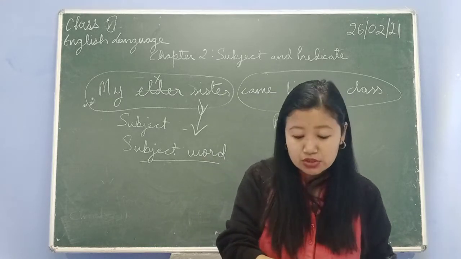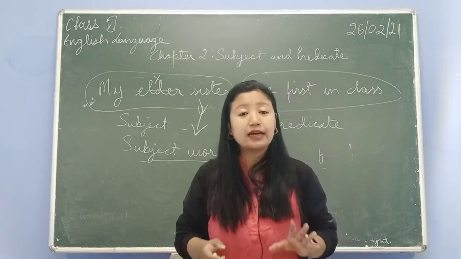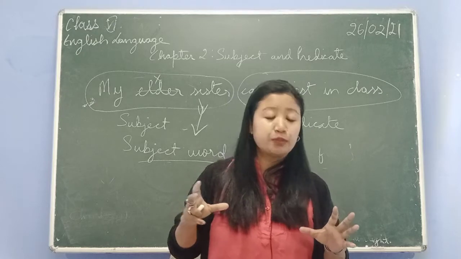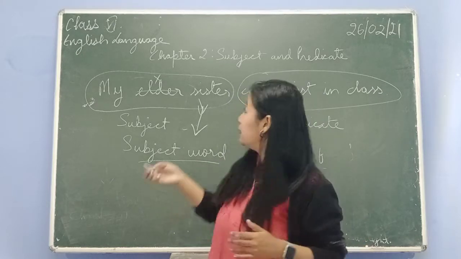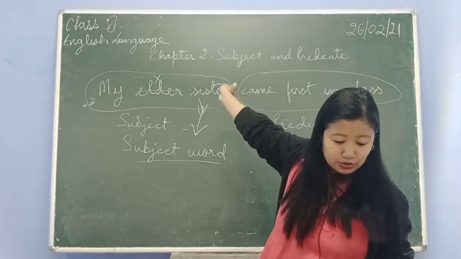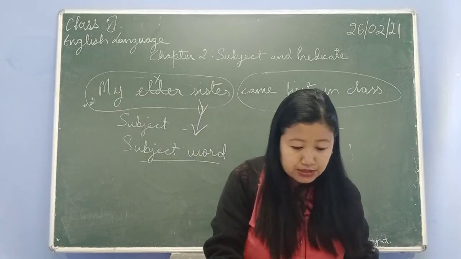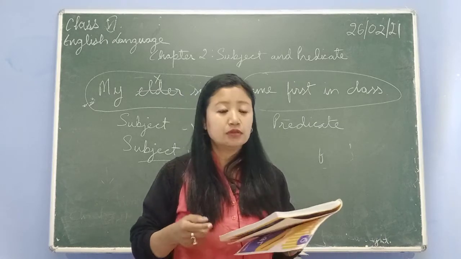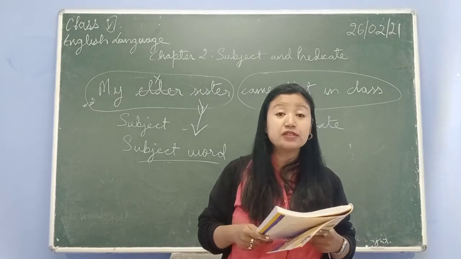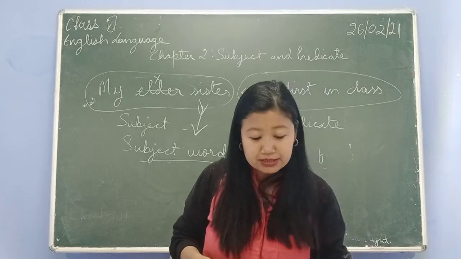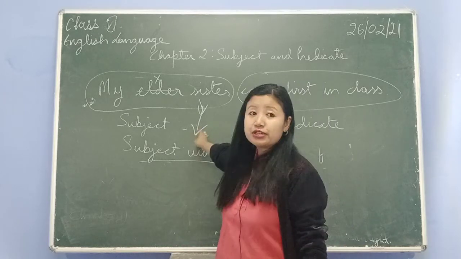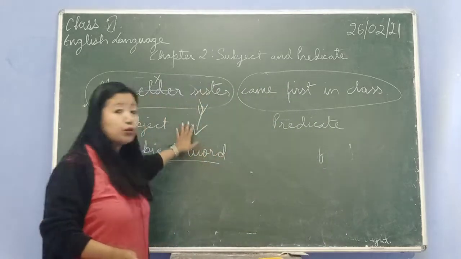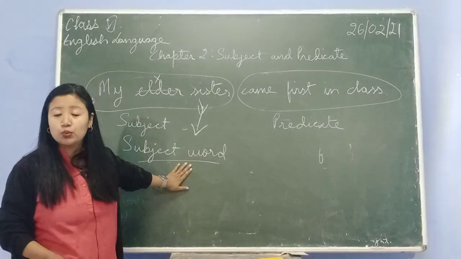I hope you've understood the chapter. All I did today was tell you about a sentence. A sentence is a group of words which makes complete sense. Then we studied about the subject and the predicate. Subject is that part of the sentence that performs the action. Predicate is that part of the sentence that tells us what the subject is or does. Then we studied about subject word, the most important word, okay.